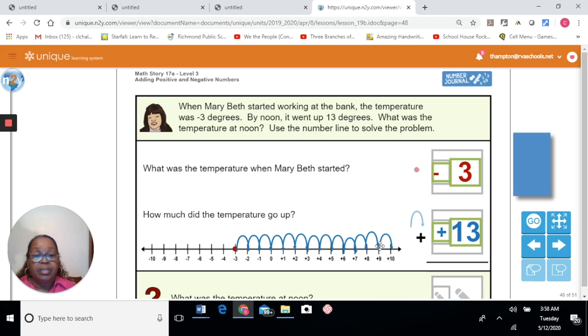All right, kind of got a wiggly line going on here, but let's see if we can still add with those wiggly lines. Let's see what we got. So we started at a -3 and then we added a positive 13. So we started at -3 on our number line. Here's the zero, our point of origin. We go three to the -3 and we add 13.